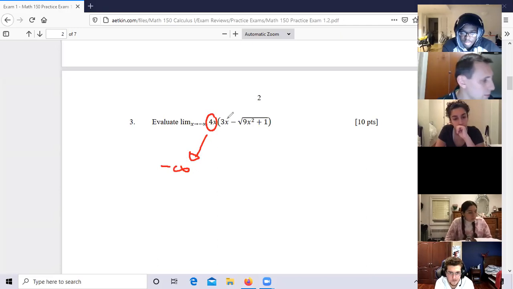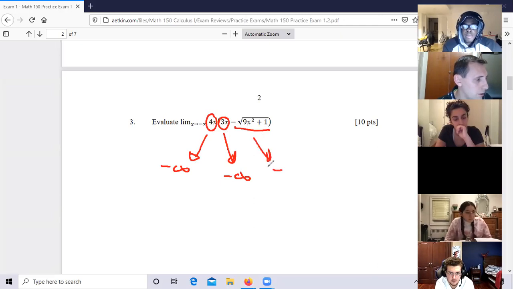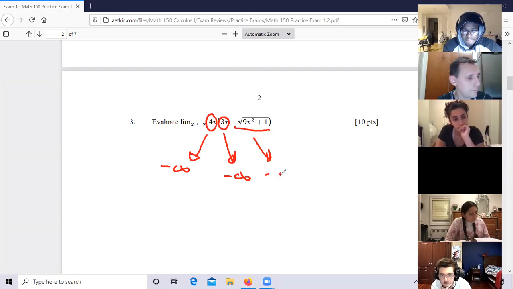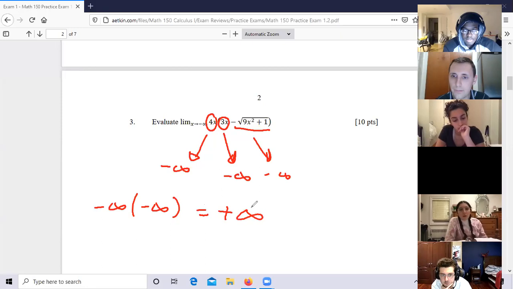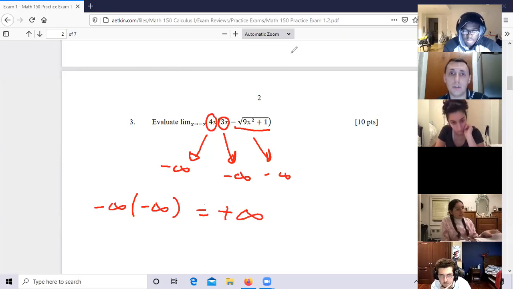Now let's look at this part. It's going to minus infinity, you agree? And then what about this part? It's also going, together with the minus, to minus infinity, yes? So altogether, I have minus infinity multiplied by minus infinity, and the answer is plus infinity. Okay, so I got positive infinity, and on the answers. Then I made a mistake. Okay, fine. Good. I make plenty of mistakes, as you can notice in the notes.